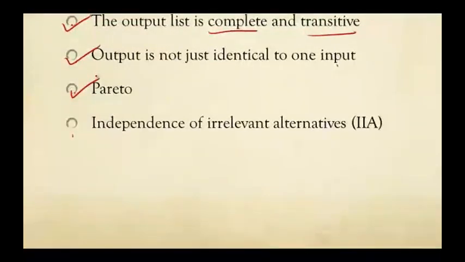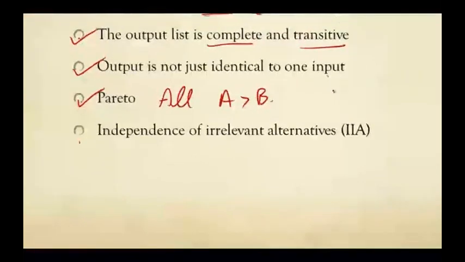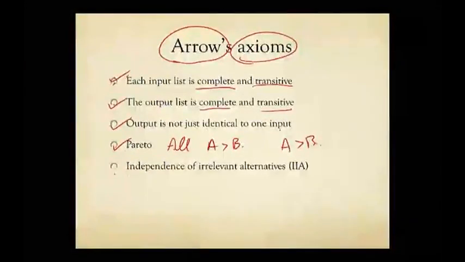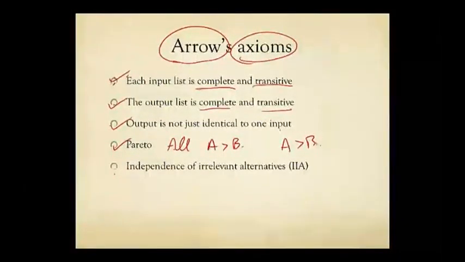And then the fourth one says, so-called Pareto principle. If all the input lists say A should be better than B, then the output must also say A better than B, because there's no disagreement among the inputs.